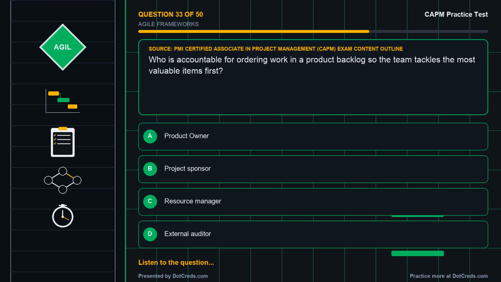Question 33. Based on PMI Certified Associate in Project Management, CAPM, Exam Content Outline. Who is accountable for ordering work in a product backlog so the team tackles the most valuable items first? A. Product owner. B. Project sponsor. C. Resource manager. D. External auditor. Choose your answer.